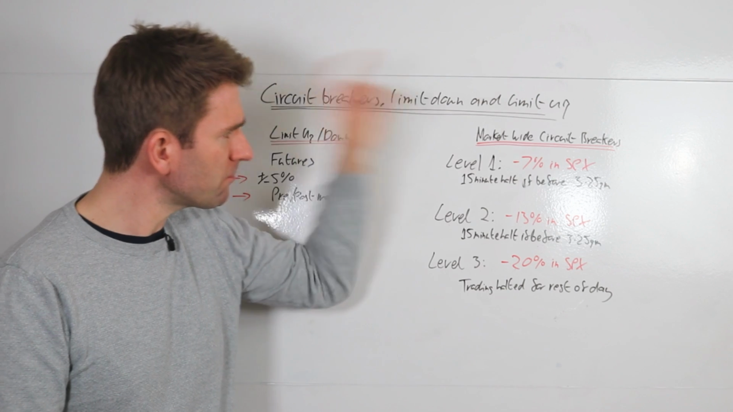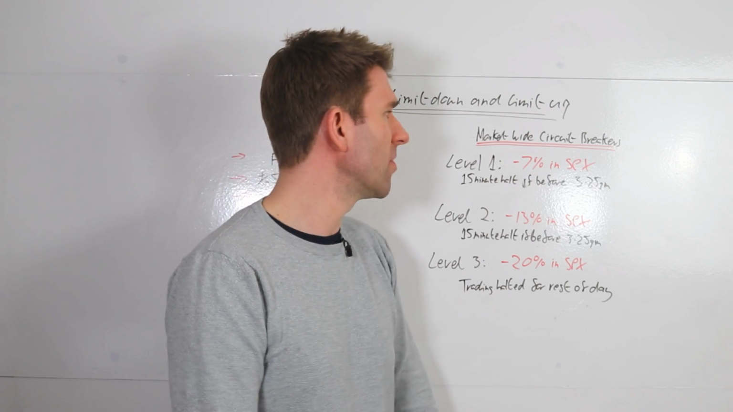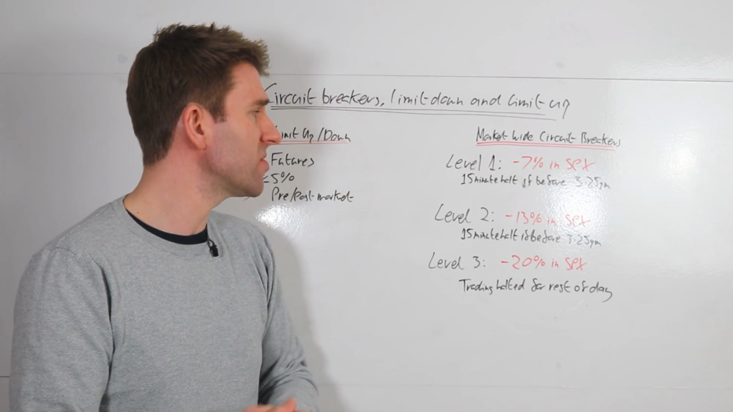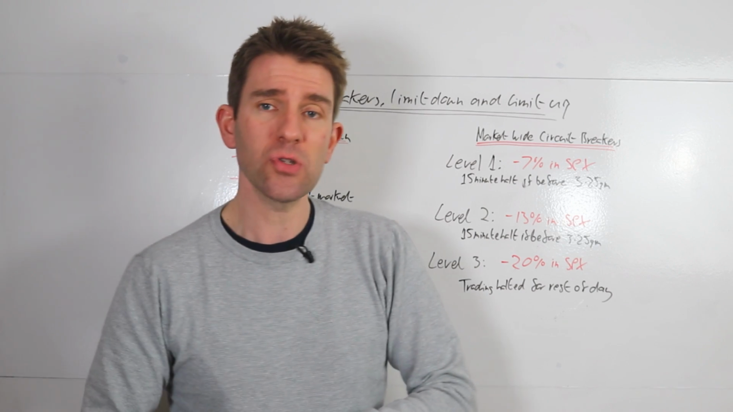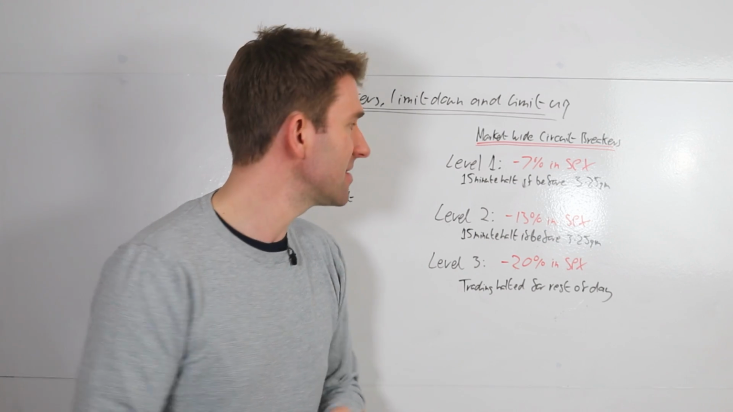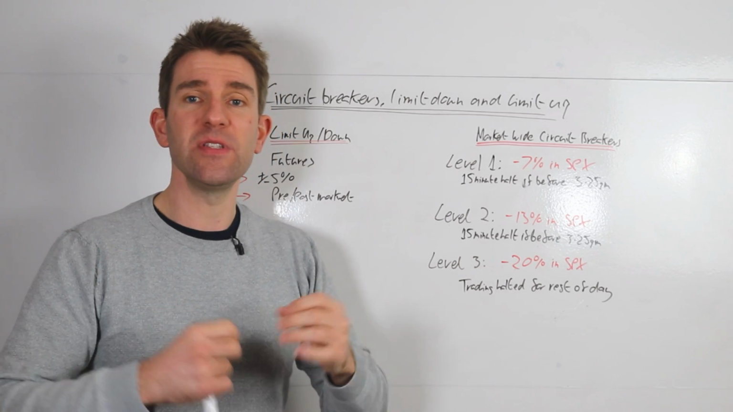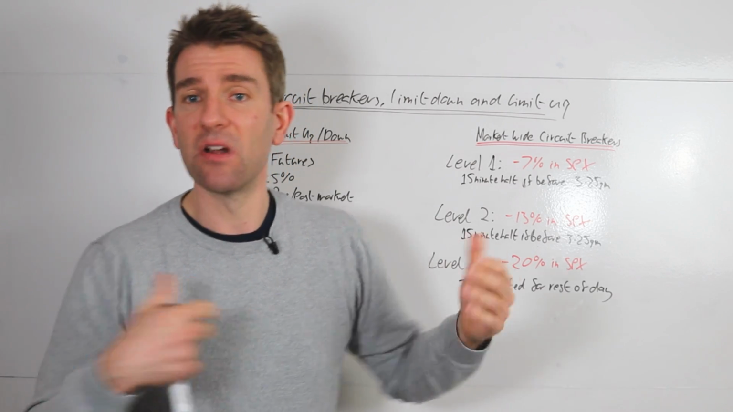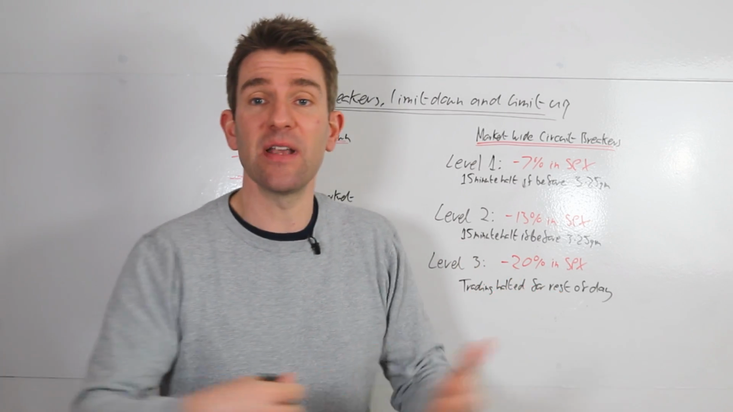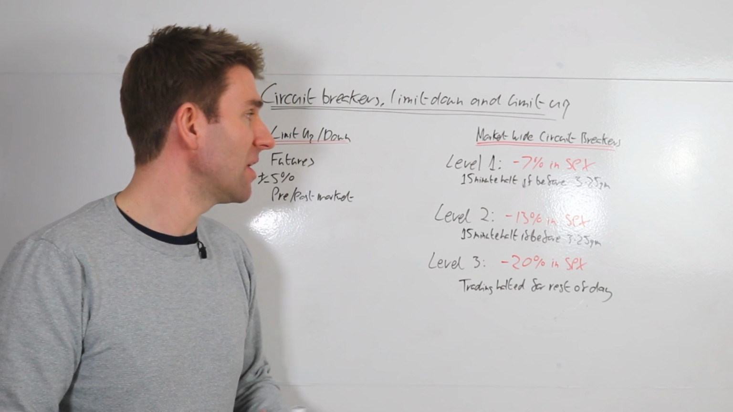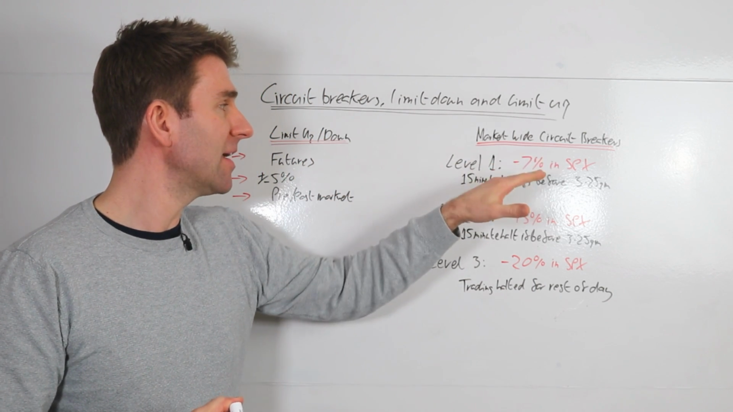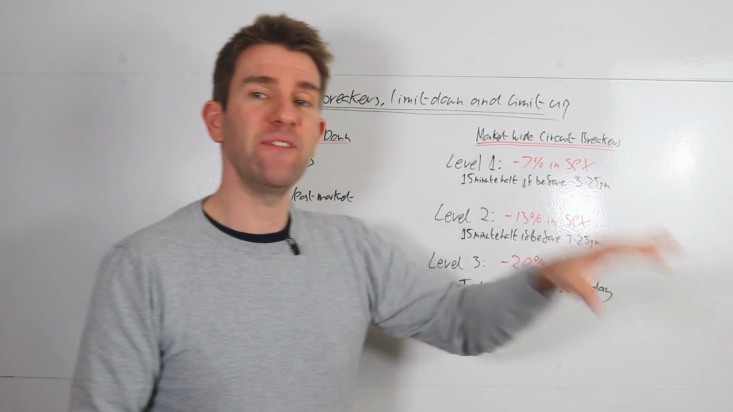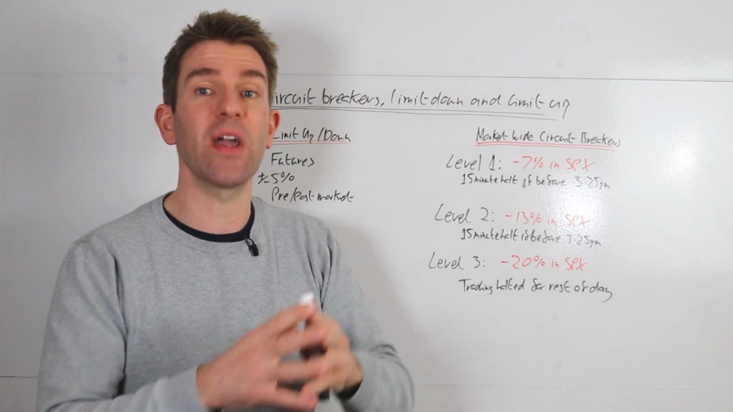Okay, so let's go to the market-wide circuit breakers. So circuit breakers, what are these all about? If the market falls by 7% and it's before 3:25 p.m., so throughout the day really, except for the last hour, the market will halt for 15 minutes. In other words, all trading market wide.